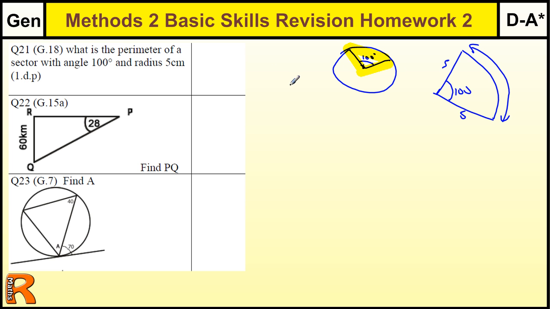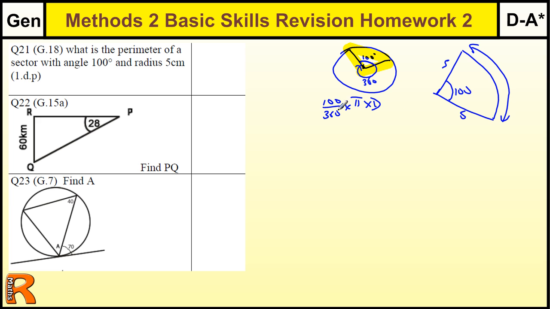So, perimeter of a sector. What is the perimeter of a whole circle? Well, that's pi times the diameter. That's the circumference of the circle. We only want this fraction of the whole circle, which is 100 out of the whole circle, which is 360. So we want 100 out of 360 times pi times the diameter.